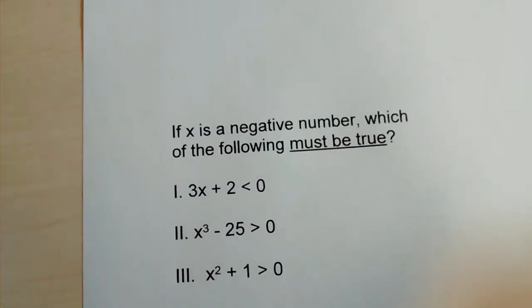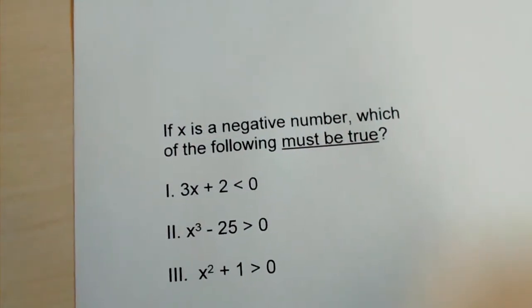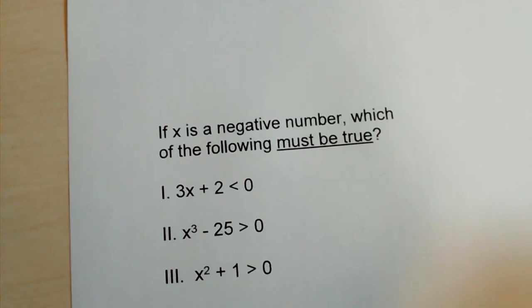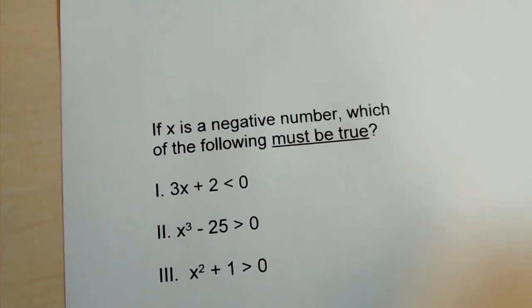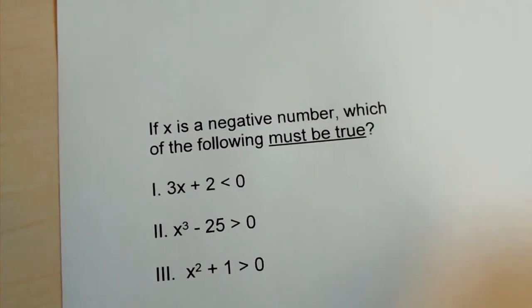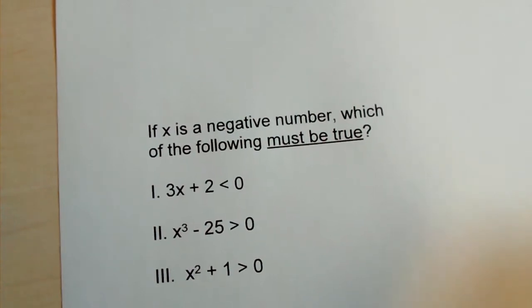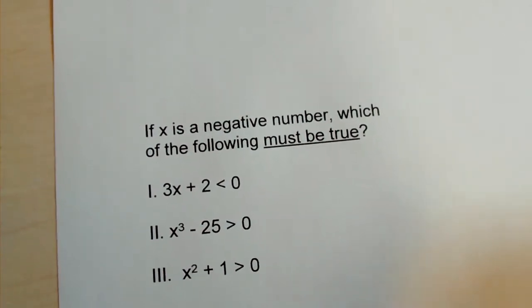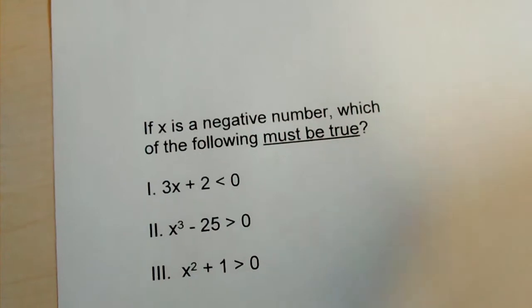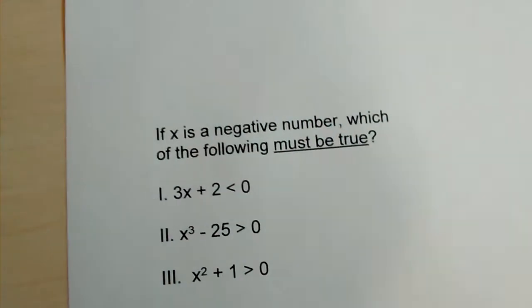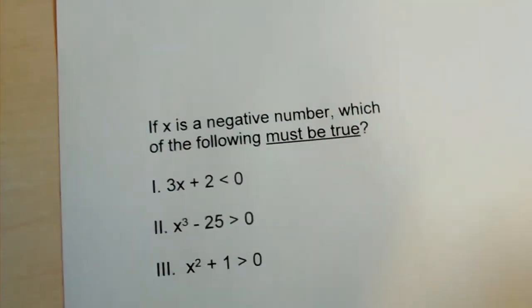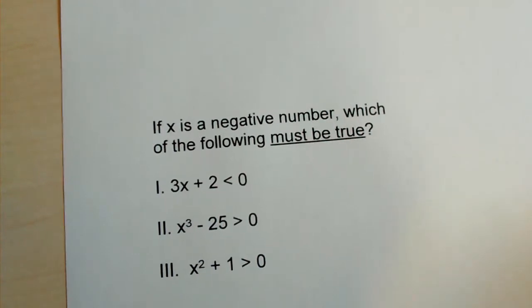Okay, here's an example of a problem where we're going to do it by making up numbers, but you're going to find that you're going to have to do what I call making up a variety of numbers, because the first one that you pick isn't going to be enough to really give you a complete idea of what's going on. Okay, so he says here, if x is a negative number, which statement of the following must be true?